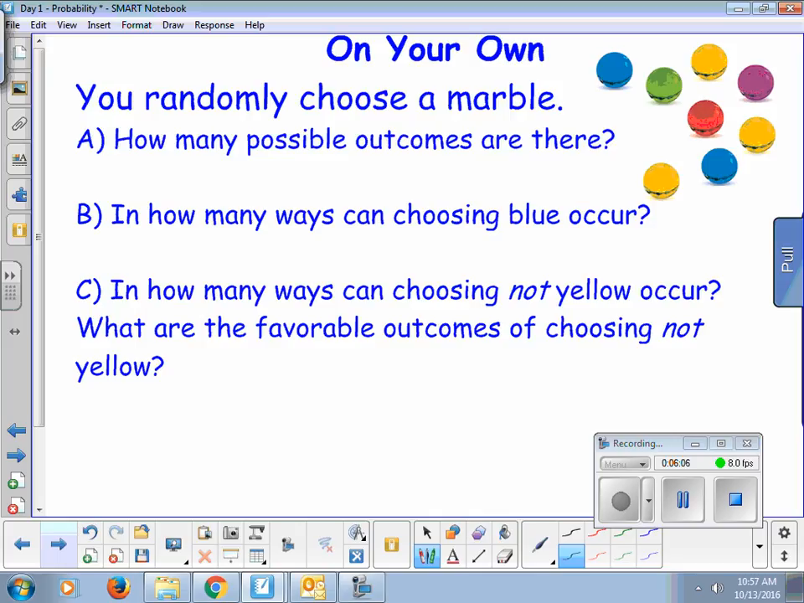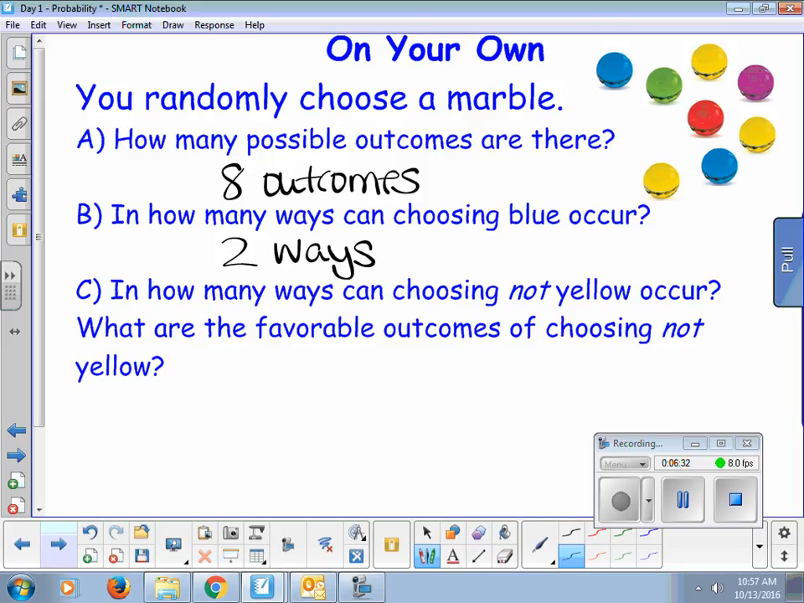Okay, for our next question, we have a question about a bag of marbles. How many possible outcomes are there? 8. There are 8 outcomes because we have 8 marbles. In how many ways can choosing blue occur? 2, because we have 2 blue marbles.